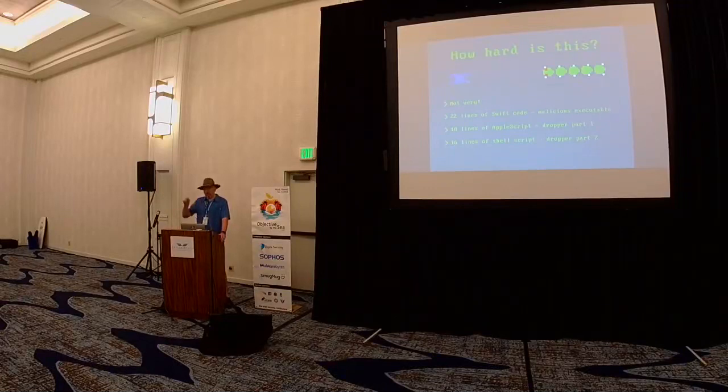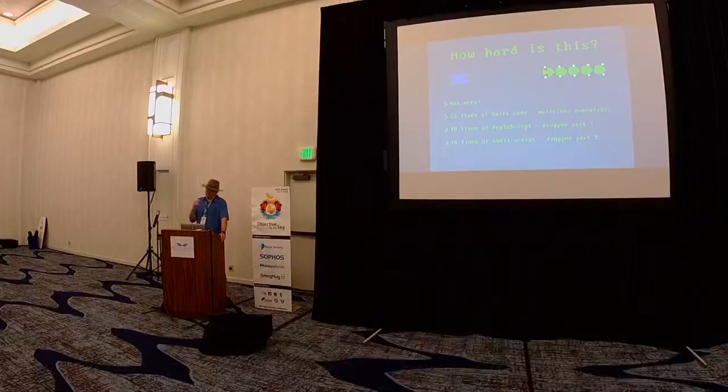So I intentionally tried to copy and paste as much as I could from Google searches, and I ended up with 22 lines of Swift code for the malicious executable. Now, of course, that's without any real malicious code in it, but still. And then 18 lines of AppleScript and 16 lines of shell script for a very, very script-kiddied installer. And that was it. I tried as much as I could to rely on Google searches, so it required very little actual knowledge, and it was done.